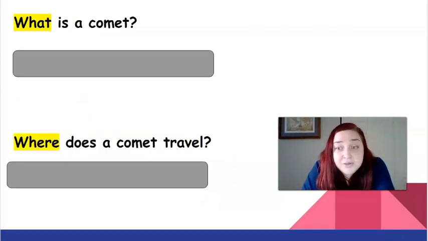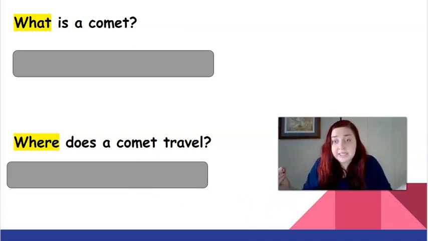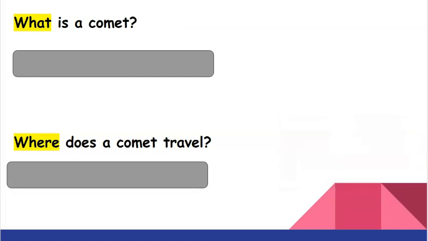Writing is going to be answering some questions from our text, but to be able to answer these questions, we want a complete sentence. I'm going to show you how you can use words from the question to help you build out a complete sentence. Our first question is, what is a comet? Now you might be wondering, why did Miss Kelly put the word what in yellow? Well, I put it in yellow because what and where are some of our question words.